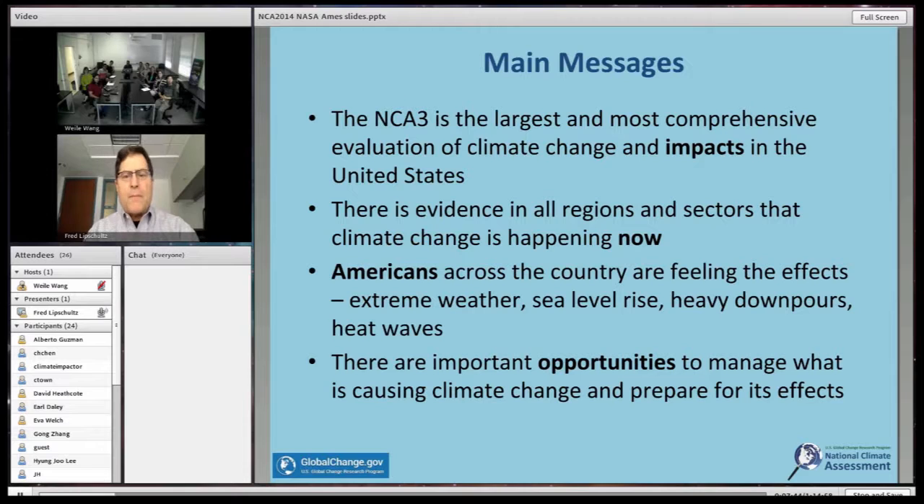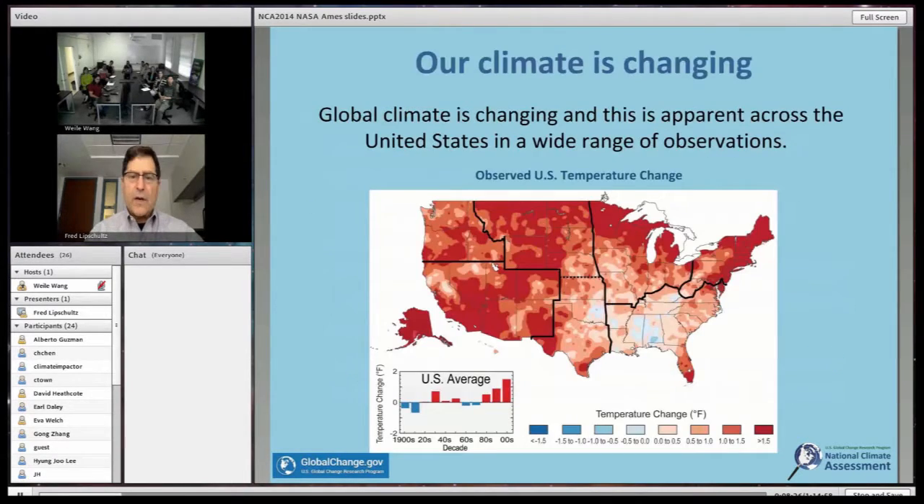The other main message is that climate change is happening now. This is not something, as we've been saying, that people think is going to happen 100 years in the future, but is already happening in all regions and all sectors. Americans, the whole nation, everyone across the country, are feeling these effects. And critically, as the president points out repeatedly, there are important opportunities to manage climate change and to prepare for its effects as we move ahead. So we need to be thinking about these not just as problems, but as opportunities. Those are the highest level messages that you've been hearing.